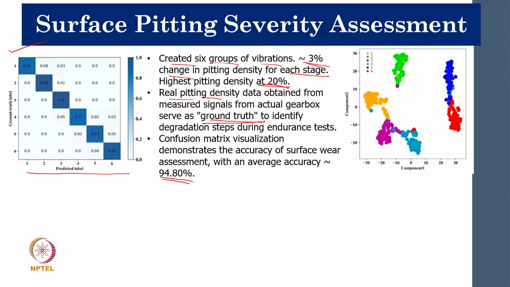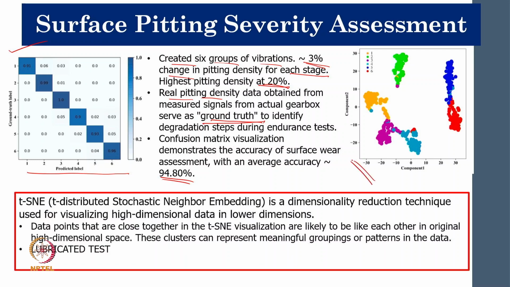94.8%. And now you can see the t-SNE also given here. The t-SNE in this case is basically used for dimensionality reduction, the way we use PCA. So these are dimensionality reduction techniques for better visualization.